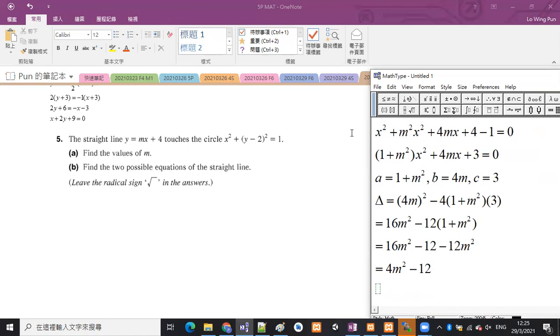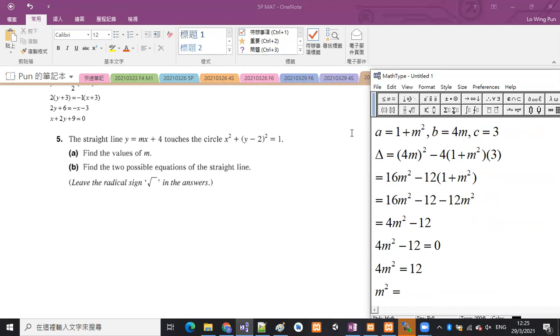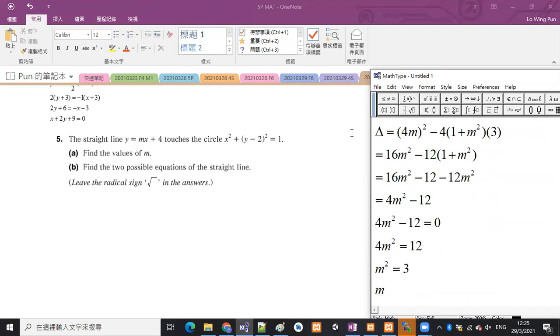Okay, and because they touch each other, so I'm going to set my delta, that is 4m squared minus 12, to be 0. Okay, 4m squared is equal to 12, m squared is equal to 3, and m should be having two values, square root 3 or negative square root 3. That is the answer of part A.